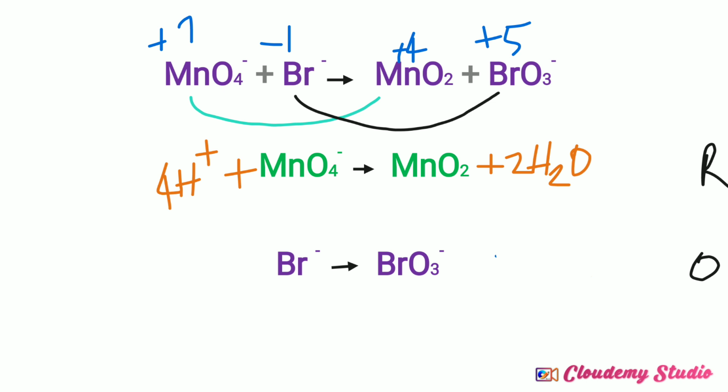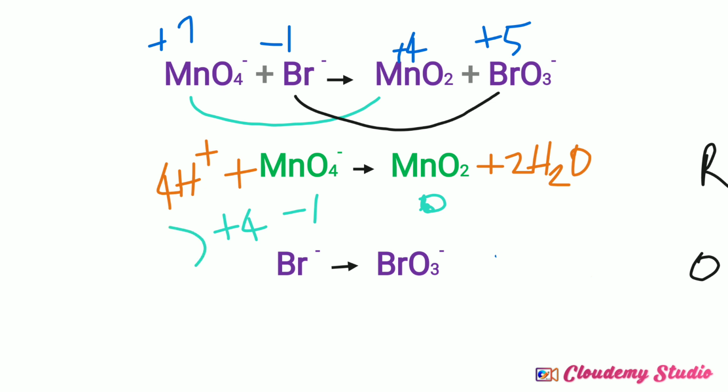Now we can check the charges. On the right hand side, manganese dioxide as well as water are both neutral compounds, therefore there is no charge. The charge is 0. But on the left hand side, permanganate has 1 negative charge, and hydrogen ion has 4 positive charge, so plus 4 minus 1. But on the right hand side, the charge is 0. So the left hand side also we need to get the charge 0.